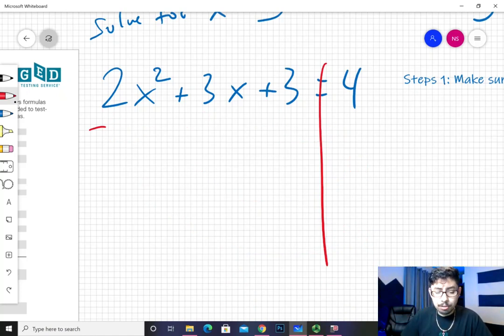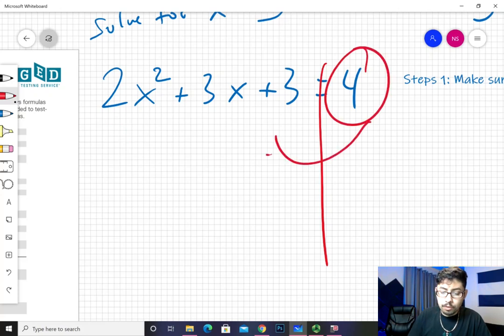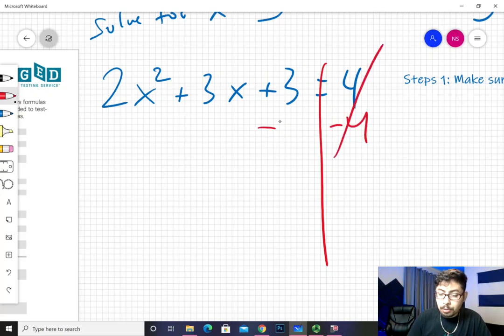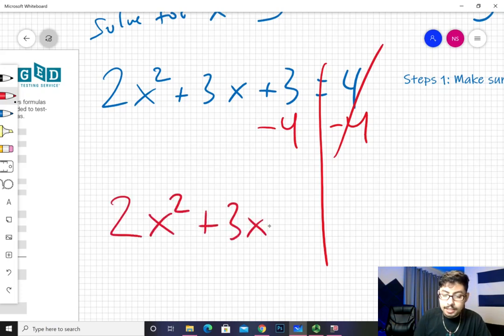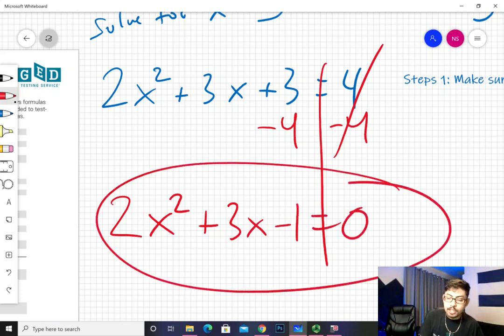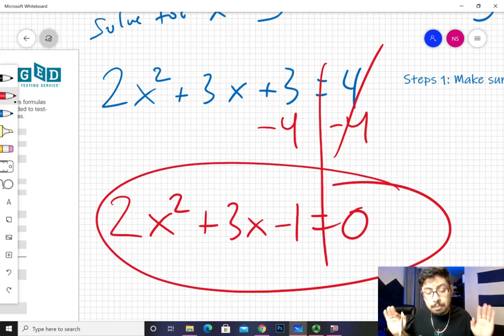When we have an easier approach, we could just move this 4 over there to that side, specifically under its like term, which would be the 3. And that's what we need to do. We minus the 4, and then our new equation looks like this. Boom. Right? That's our new quadratic equation. Does one side equal 0 now? Yes. That is what your step number 1 is.